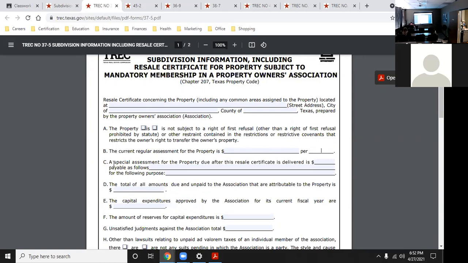Special assessment of the property due after this resale certificate is delivered is blank. Payable as follows, for the purpose of the total amount of all amounts due and unpaid to the association that are attributable to the property is blank. That is a very key blank there, because as a buyer you might go to buy a property, and it turns out the seller has not paid their association fees for 3 years and they owe $10,000 to the homeowners association. So they will have to cover that at closing.